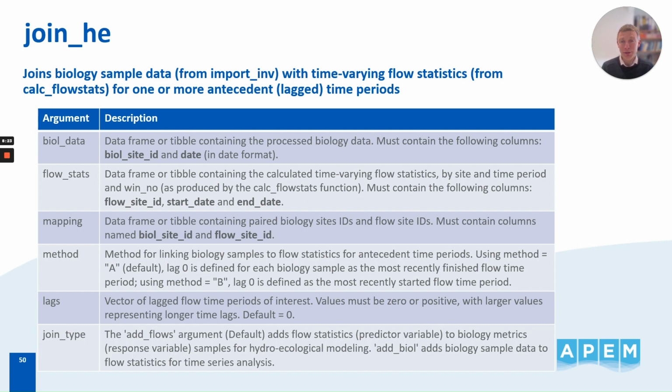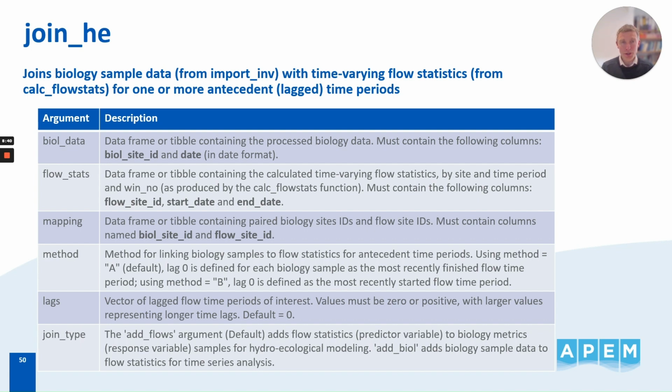Those functions generate the two primary inputs that we need to run this function. That is a biology data set containing macroinvertebrate data, and a data set containing our flow statistics, which feeds into the flow stats argument.